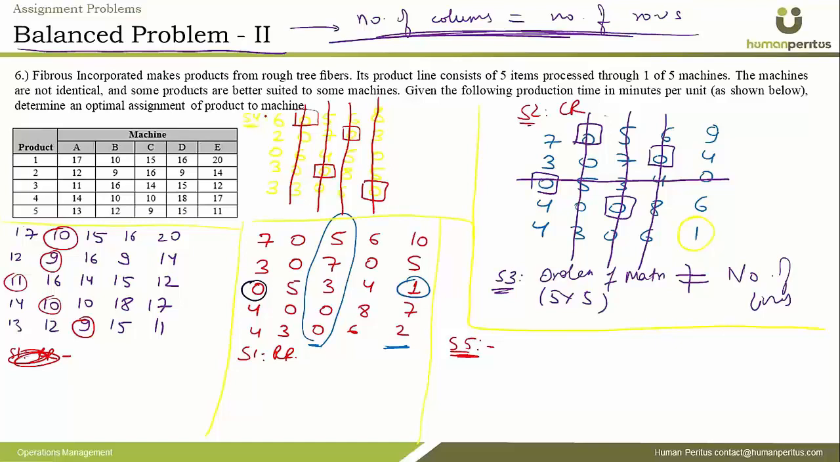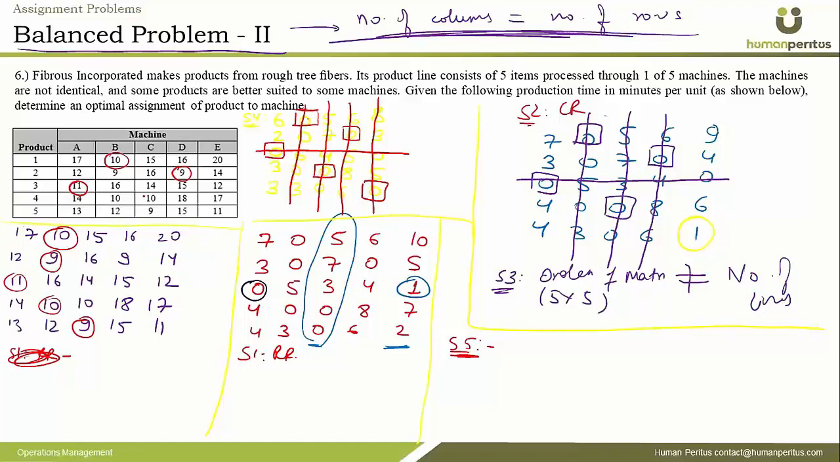Now column-wise scanning. In the first column there is one zero. I can assign this zero and cross the corresponding row. The second column is already crossed. Third, fourth, fifth are already crossed. So let me check whether all the values have been assigned. As you can see, for product 1, machine D is assigned. For product 2, machine D is assigned. For product 3, machine A is assigned.